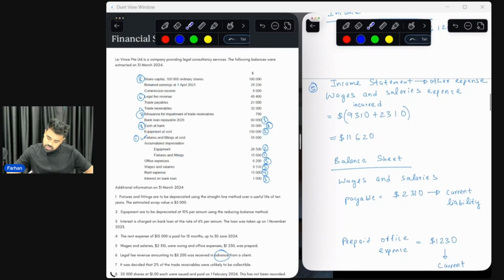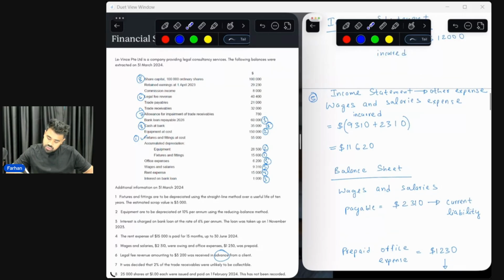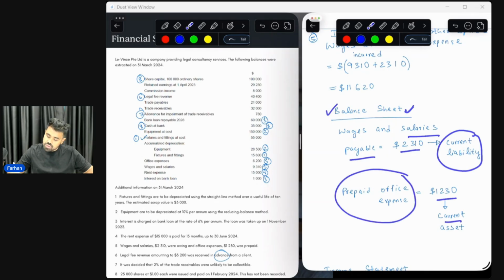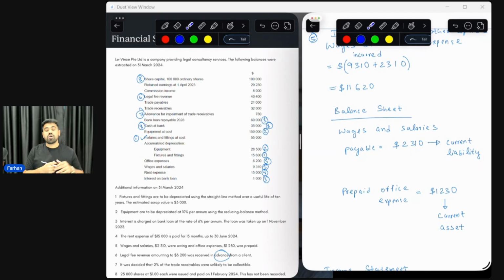So if that is the case, we understand, first of all, that we have a current liability, and that is what we include in the statement of financial position or the balance sheet. So we show the wages and salaries that are payable of $2,310 as part of our current liability, and the office expense, which we have prepaid, of $1,230 is a current asset. Obviously, it's an asset because we have economic benefits that we expect to consume in the next financial year, right?